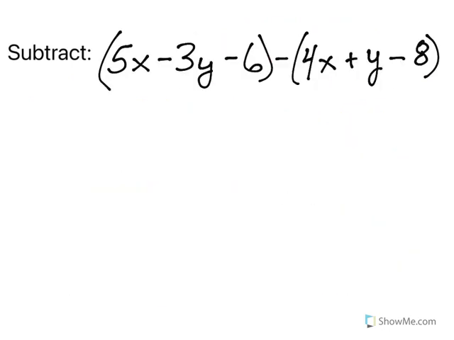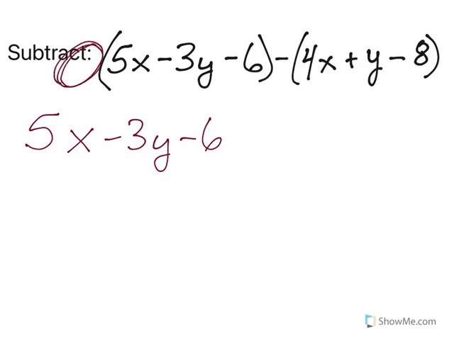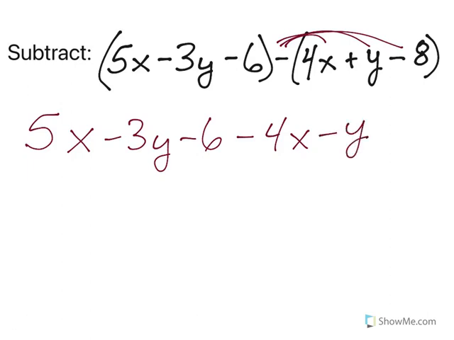Let's do one more. 5x minus 3y minus 6 minus the quantity 4x plus y minus 8. So again, let's rewrite. 5x minus 3y minus 6. The first polynomial stays the same because there's nothing out in front. Then I'm going to distribute the negative, so all of my signs are going to change. The positive 4x becomes a negative 4x. The positive y becomes a negative y. And the negative 8 becomes a positive 8. Y'all, take the 3 seconds it takes to rewrite the problem with the correct signs. It's going to make your life easier.